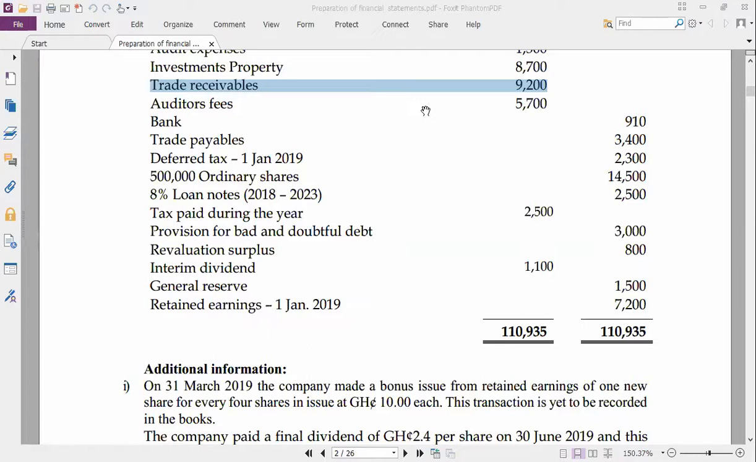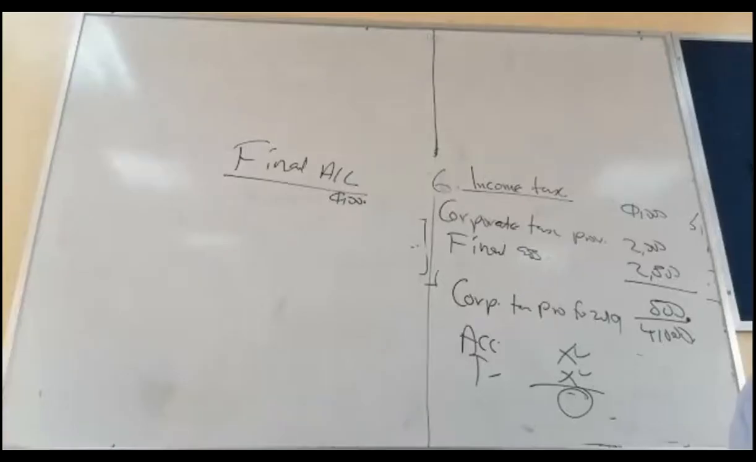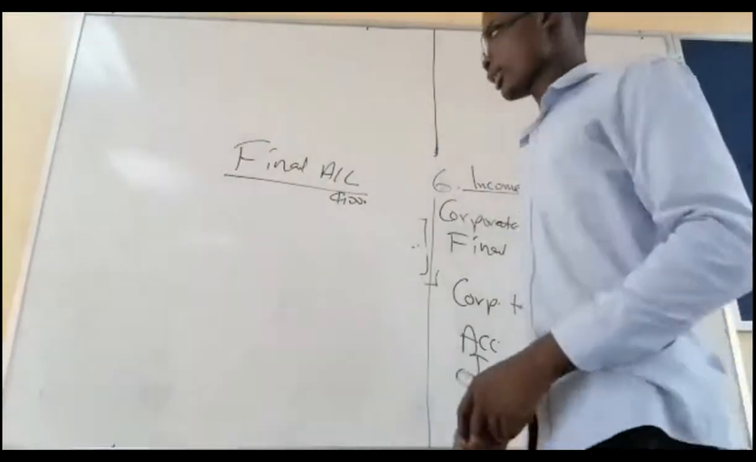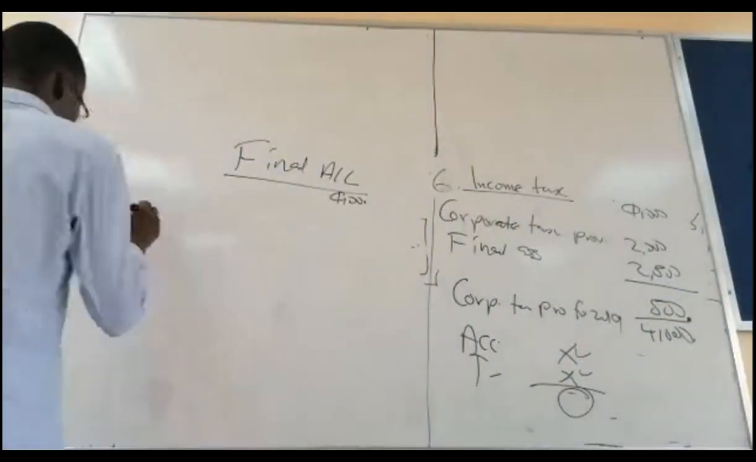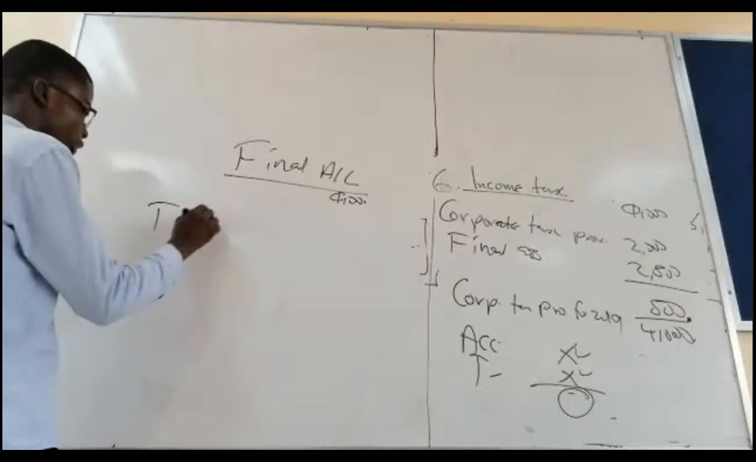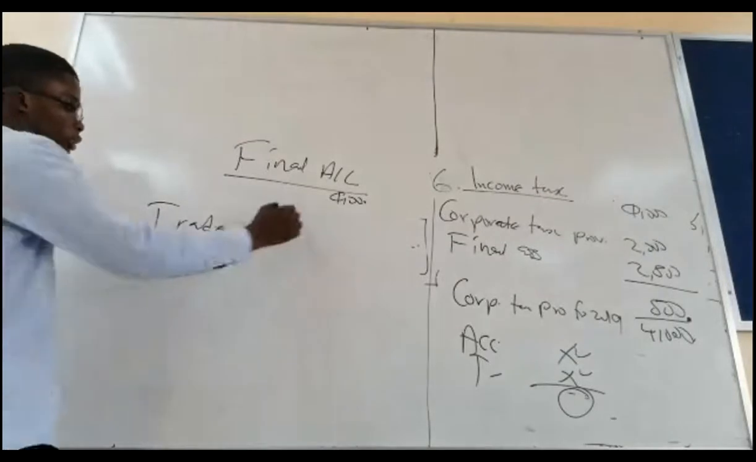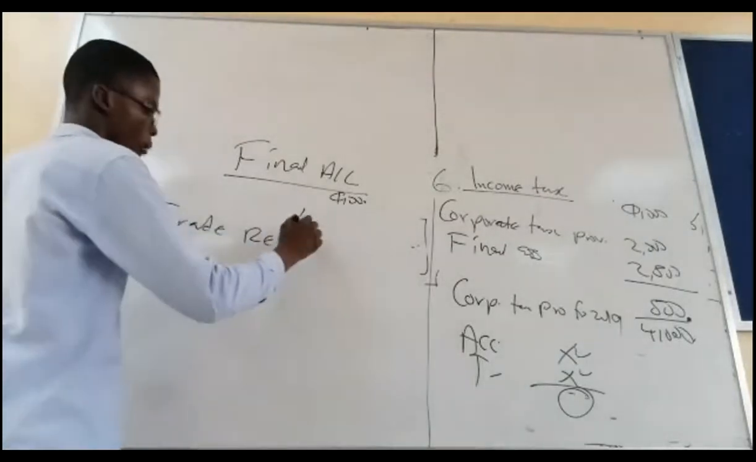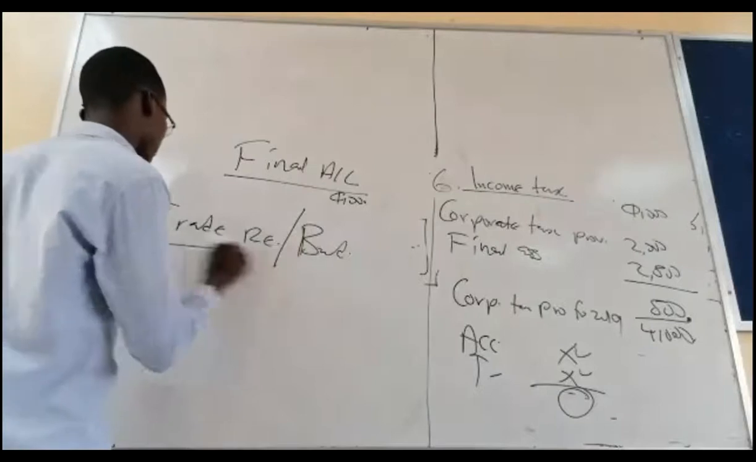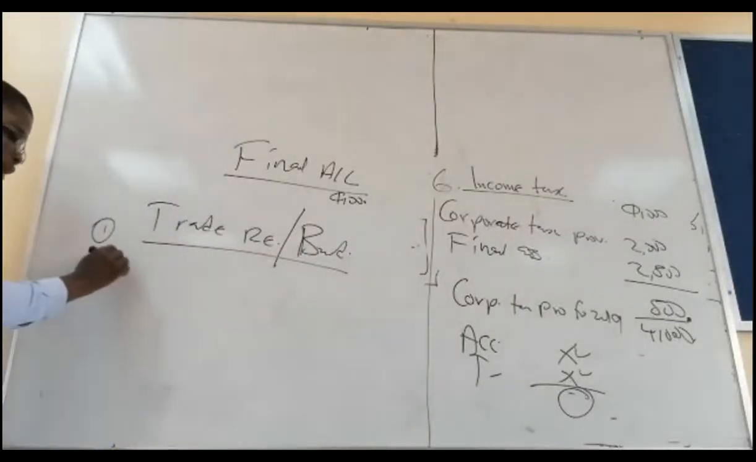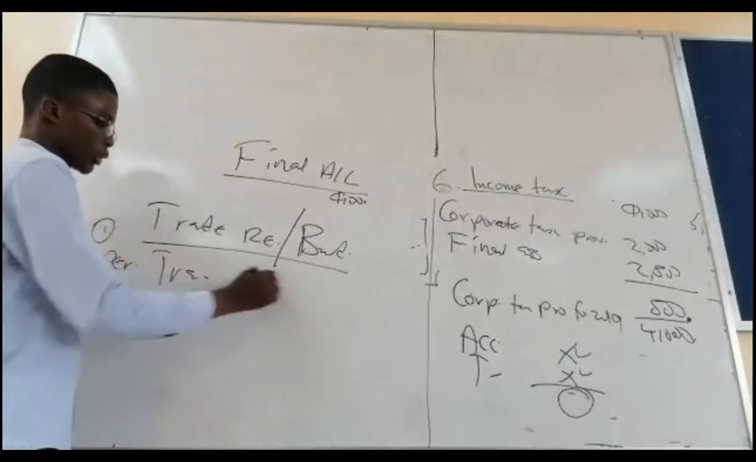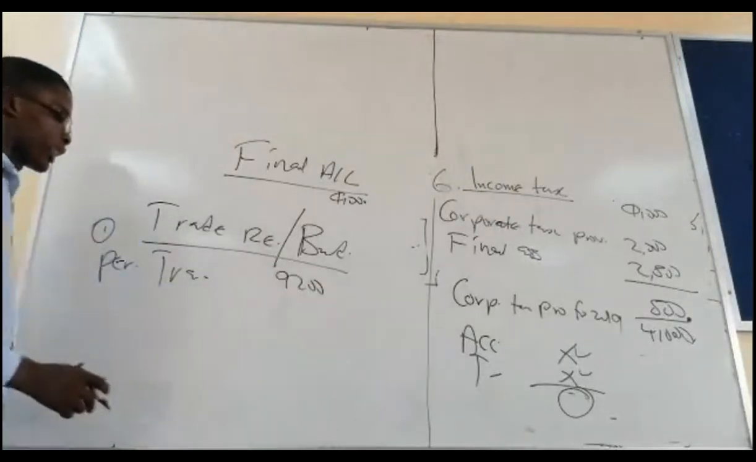Good. So with this first, trade receivable. Or I write bad debt. Underline it as a working. Now pick from the trial balance. The trade receivable is what? 9,200. You have to give me a tick for that.